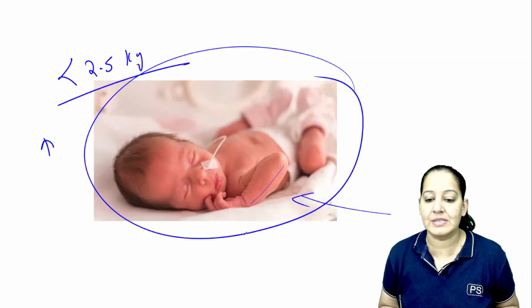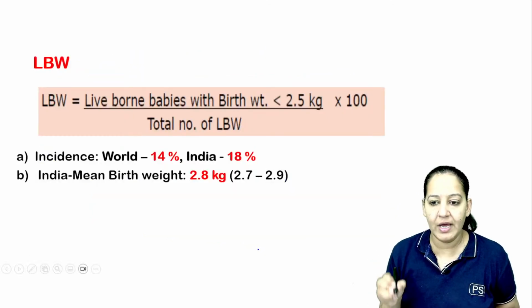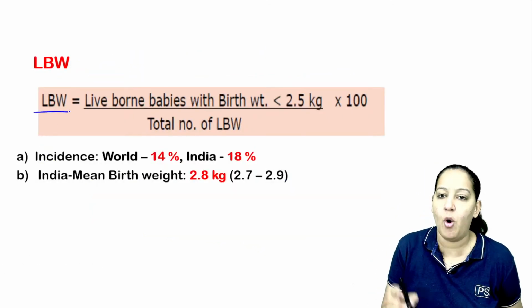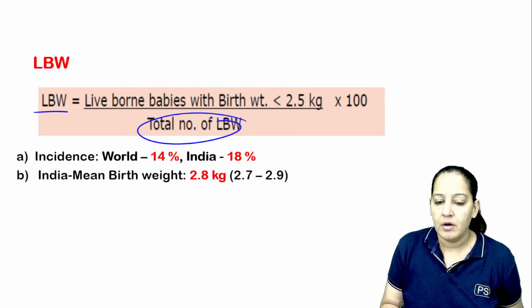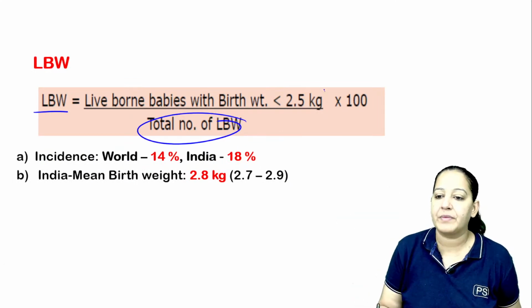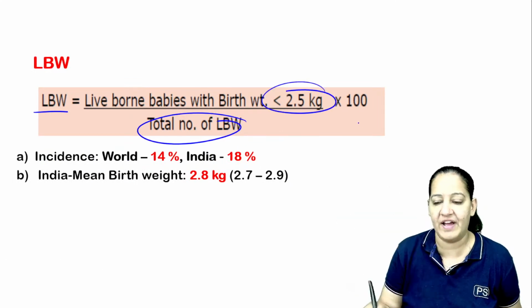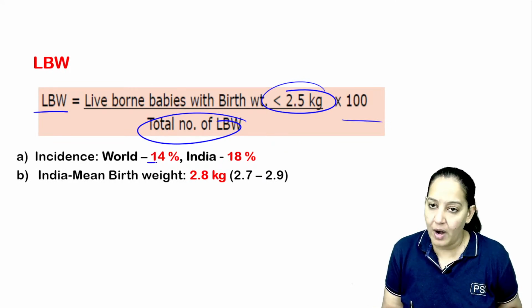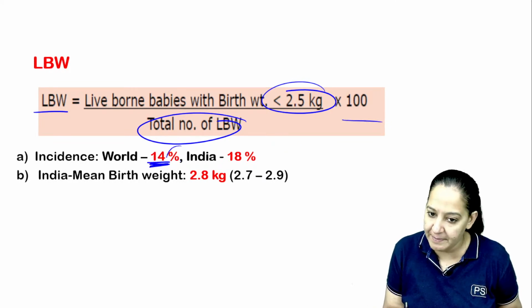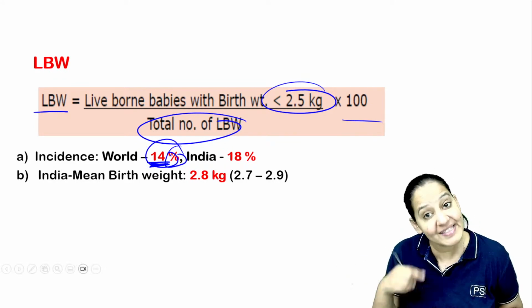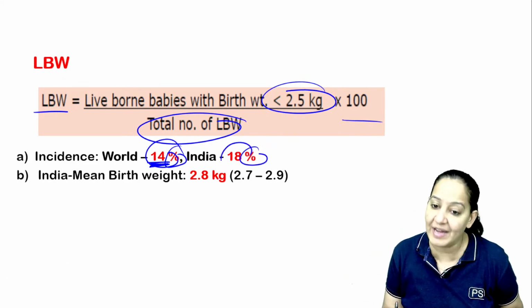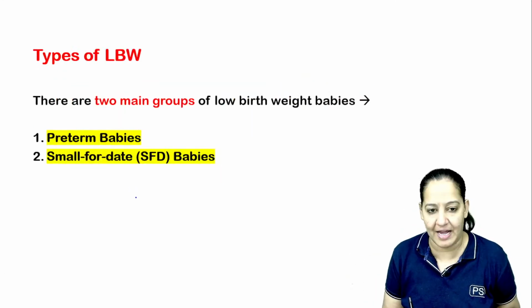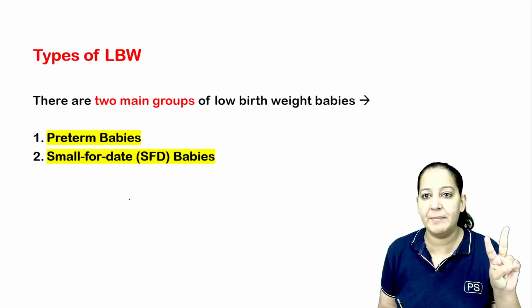Now coming to the cause. See the formula: of all the babies who are born, how many of them are LBW, that is, less than 2.5 kg, into 100. In the world the prevalence is 14. Out of 100 babies born, 14 are LBW. In India it's 18. Out of 100 babies born, 18 are LBW, right? Now there are two types of LBW.